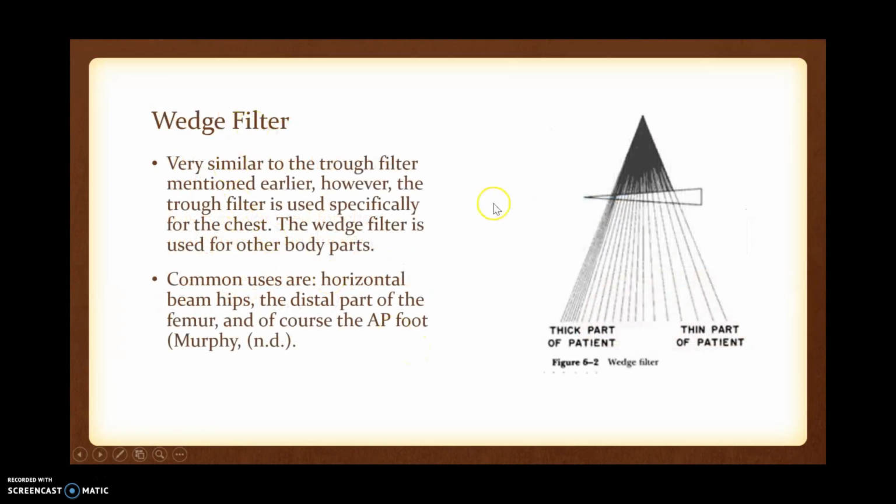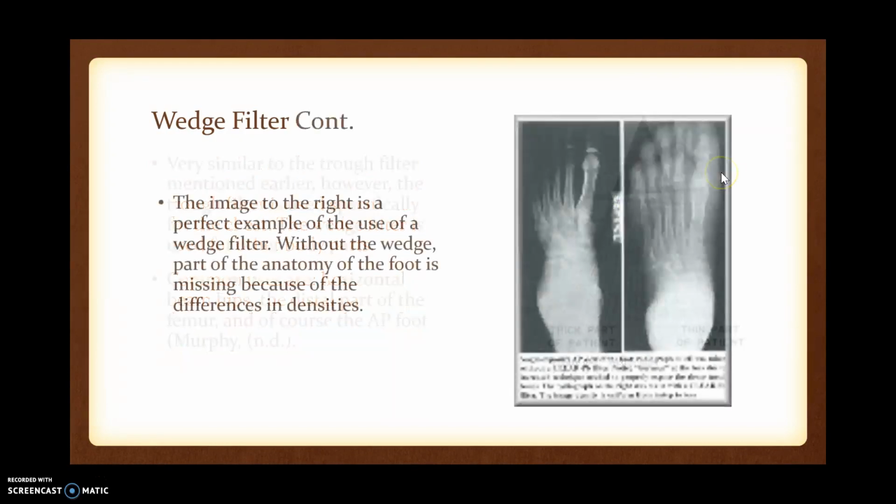And then we have the wedge filter. Very similar to the filter that I showed before. But the wedge is usually used for other body parts. The common uses are horizontal beam hips, the distal part of the femur, and of course the AP foot. And as you can see, the thicker part of the patient, it's a lot lower, while the thin part has a higher angle to it. Then the wedge filter, you can see without, with.